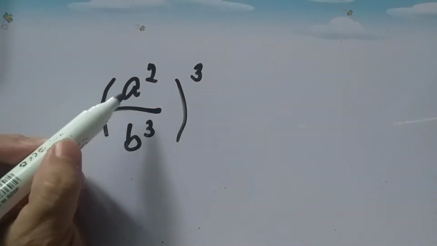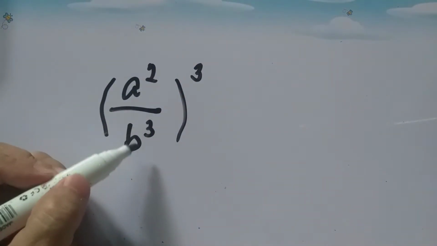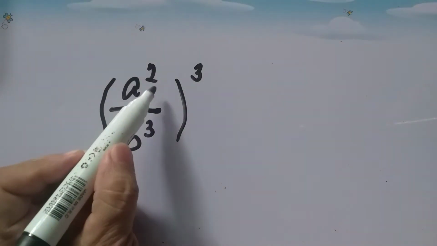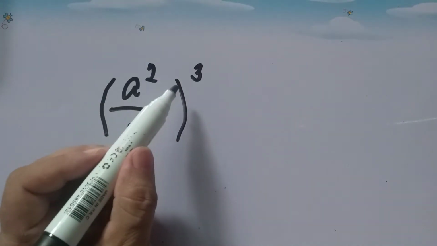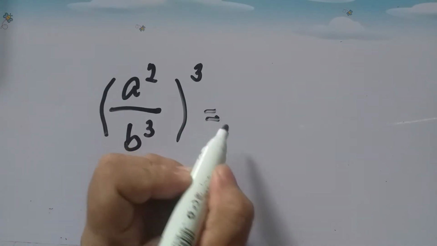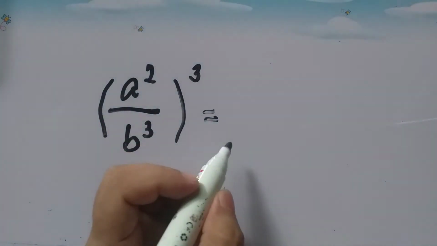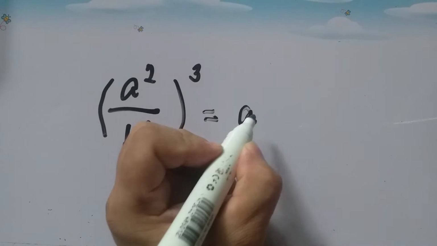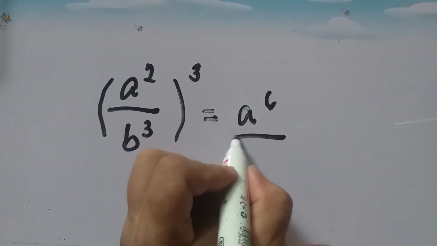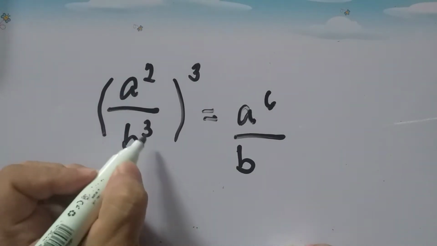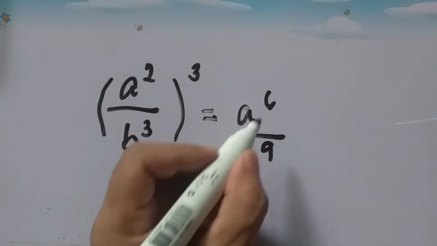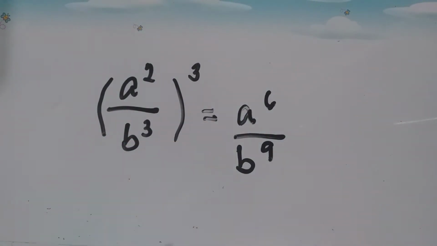Let's have another given, a squared over b cubed raised to 3. Okay, so this time we're going to apply the power of a power. So this is equal to a squared cubed is a raised to 2 times 3 is 6 over b, 3 times 3 is 9. So the answer is a to the 6th over b to the 9th.